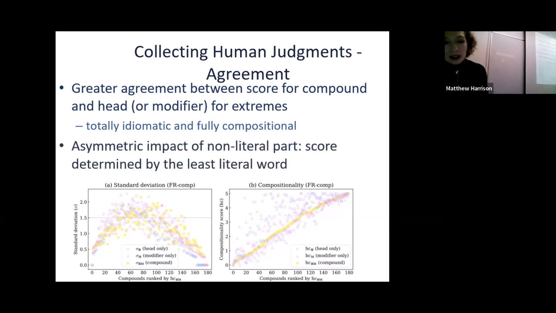But what we also found was that there was an asymmetric impact. So if there was one word in the compound that was perceived to be idiomatic, then the whole compound was judged to be more idiomatic than the influence of the compositional word in the compound.